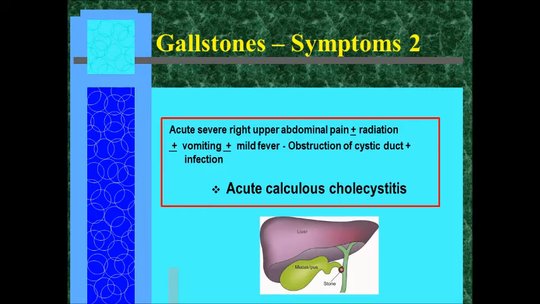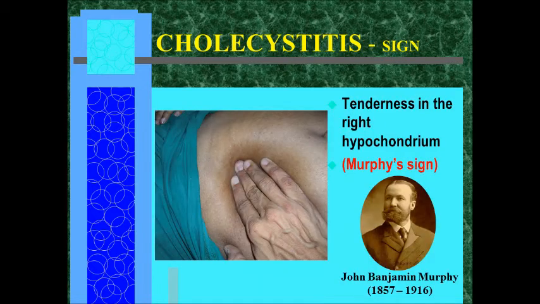The second type of presentation of gallstones, which is less common, is acute severe right upper abdominal pain with radiation to the right shoulder or to the right scapular region, which may be associated with vomiting and mild fever. The clinical sign associated with acute cholecystitis is tenderness in the right hypochondrium on deep inspiration. This sign is called Murphy's sign, which was described by John Benjamin Murphy.